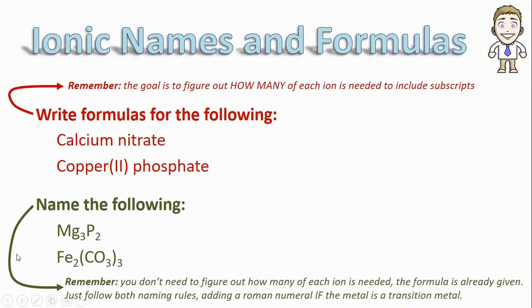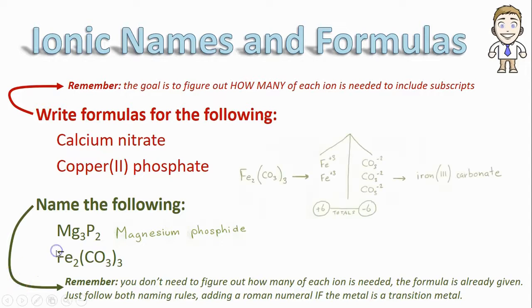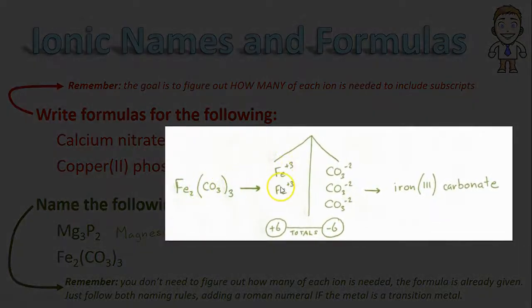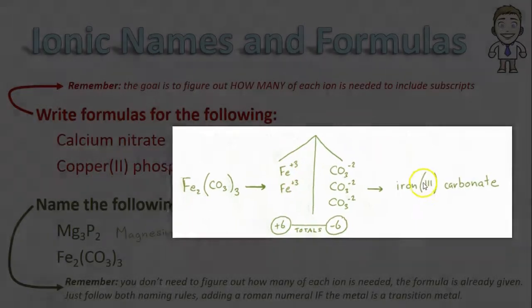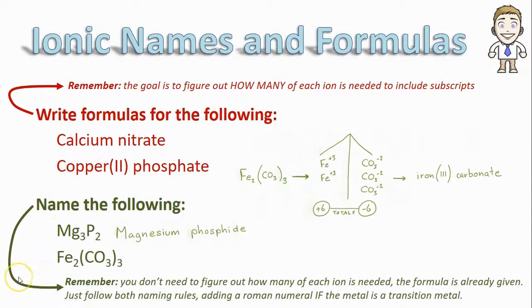The name for Mg3P2 is just magnesium phosphide. I don't need a Roman numeral, it's not a transition metal, and phosphide gets the traditional "ide" ending because it's not a polyatomic ion. For Fe2(CO3)3, there's 2 irons and 3 carbonates, making the charges balance at -6 and +6. Since there's 2 irons, each individual ion has to be a +3, making the final name iron(III) carbonate.